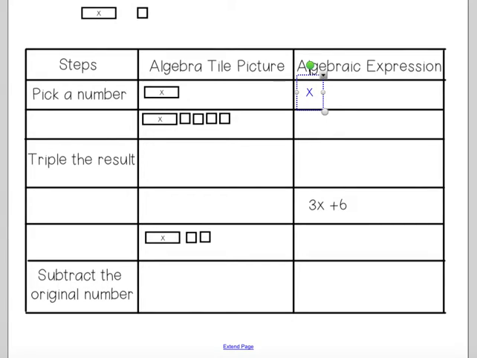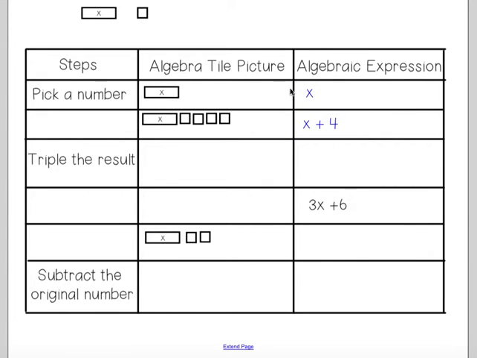Alright, then the next one doesn't give us our steps, so we actually have to find that out as well as our algebraic expression. We can look at the algebra tile picture, and I can see that I have one X tile still, so I'm going to write that as X. And then we have 1, 2, 3, 4 ones, and we are combining those. So we have X plus 4.